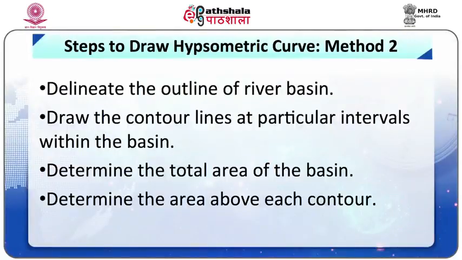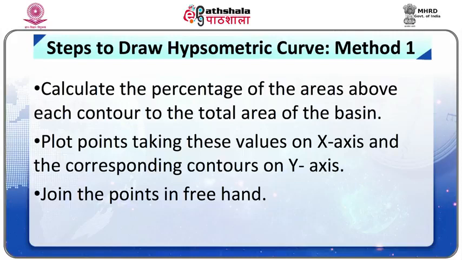There are 7 steps to draw hypsometric curve in this method. First, delineate the outline of the river basin. Second, draw the contour lines at particular intervals within the basin. Third, determine the total area of the basin. Fourth, determine the area above each contour. Fifth, calculate the percentage of the areas above each contour to the total area of the basin. Sixth, plot points taking these values on x-axis and corresponding contours on y-axis. Last, join the points in freehand.